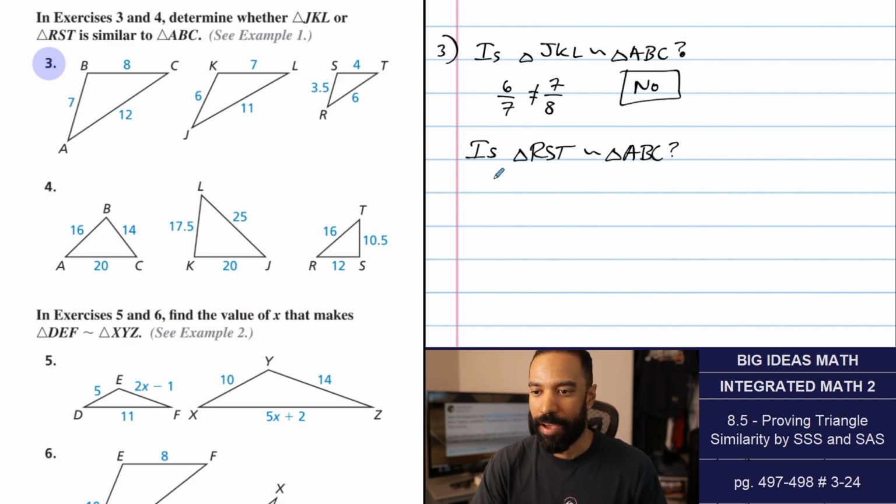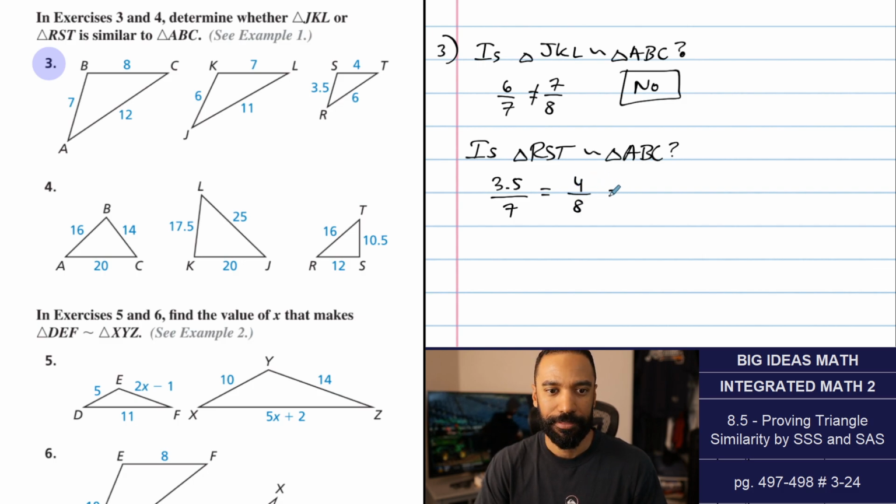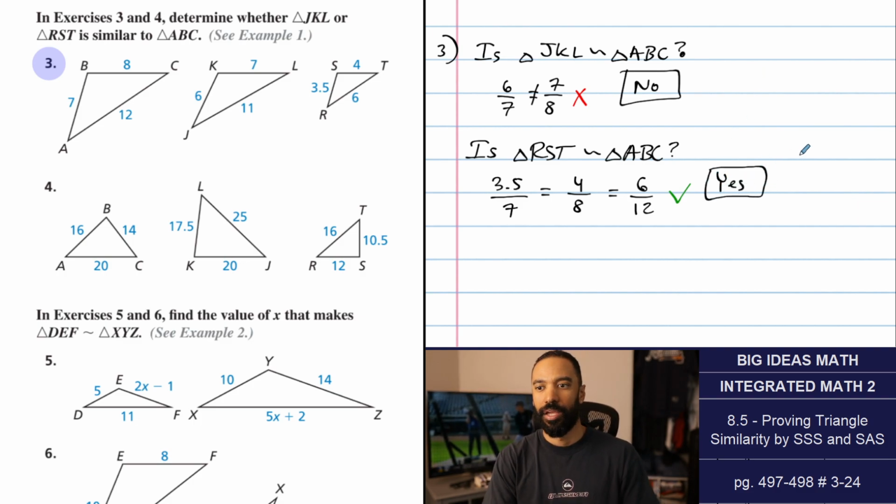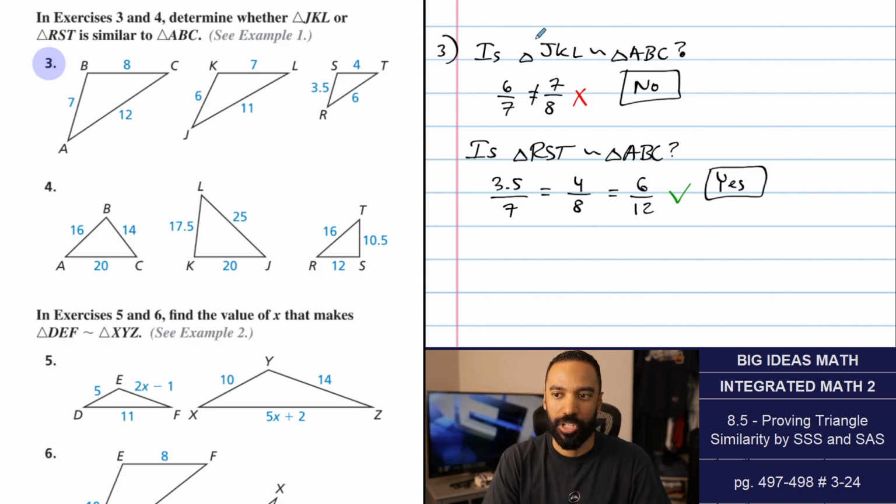So let's try 3.5 to 7. Now 3.5 over 7 is 1/2. Now let's try 4 over 8, which is also 1/2, and 6 over 12, which is also 1/2. Yes, that one does work. Let me go to bang, bang, and bing, bing. Yes, those are. I don't need to test if RST is similar to triangle JKL.